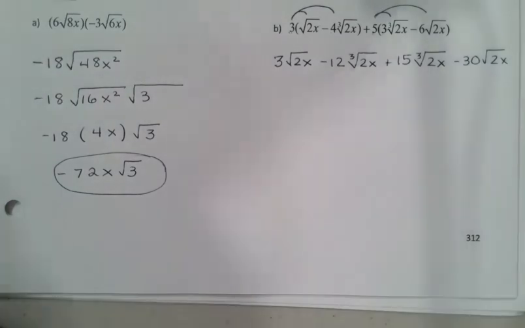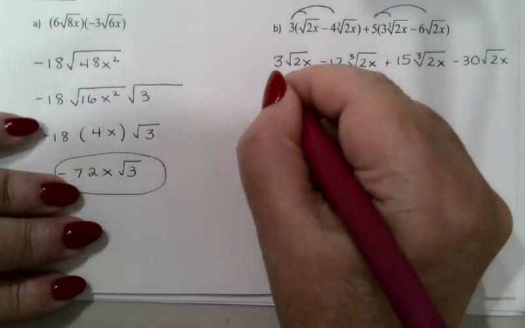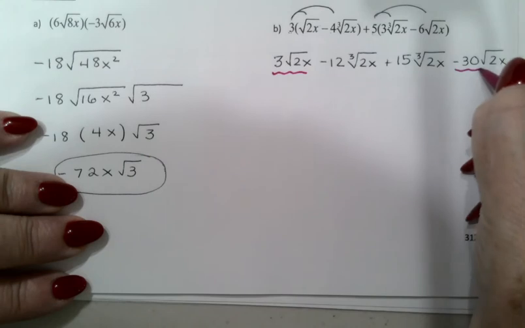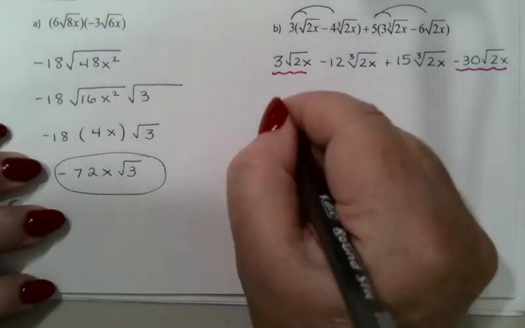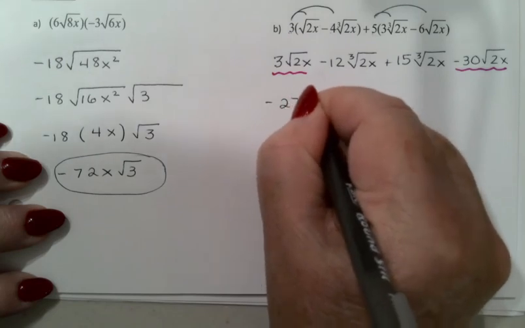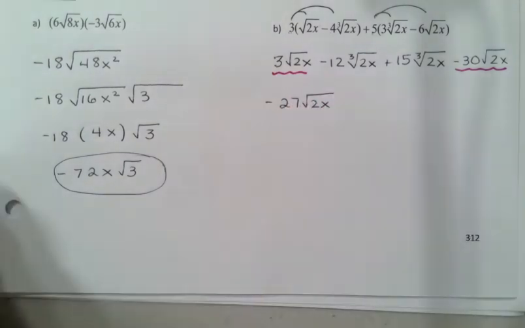All right, all the radicands are the same, but I do have a couple of different indexes, or indices, technically, is the plural, I guess. A couple cube roots and a couple square roots. So let's combine the square roots first. 3 minus 30, so negative 27 square root 2x.